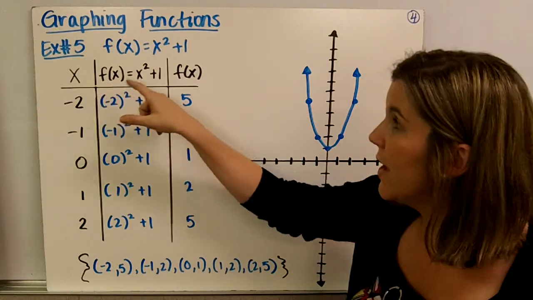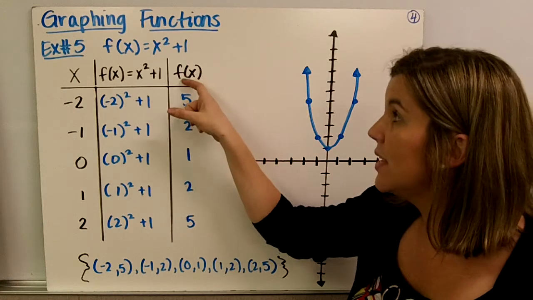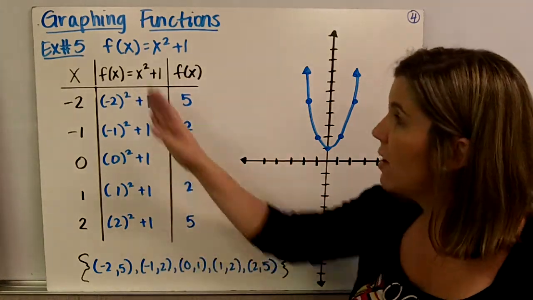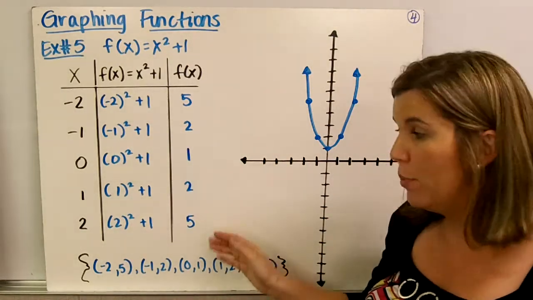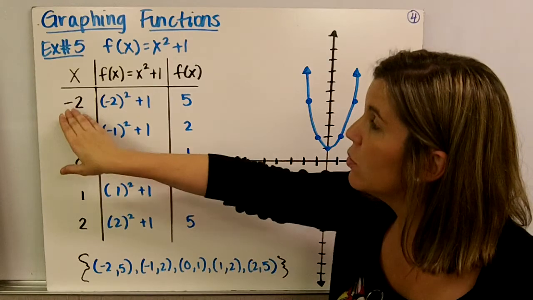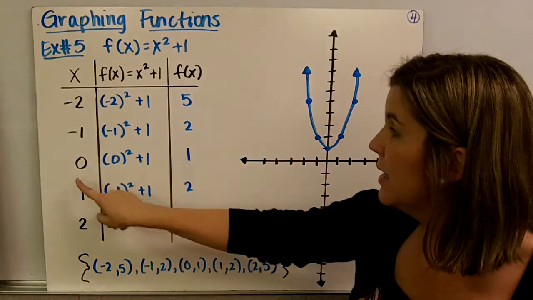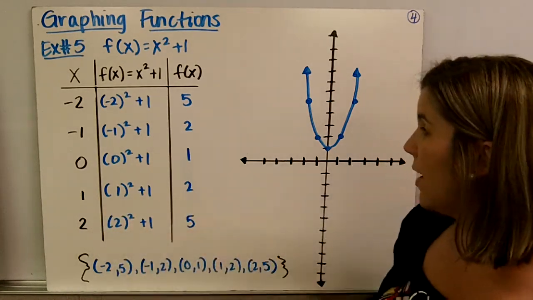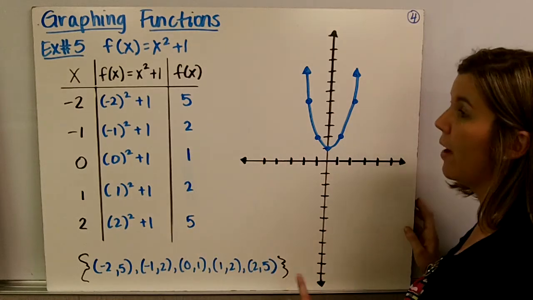Now, f of x, right here, says what came out. Okay, when I did the rule, what came out? Inputs, outputs. These are like your y values, your outputs. So we can take them and write them as ordered pairs. -2, 5. -1, 2. 0, 1. 1, 2. And 2, 5. Now I can take these same 5 ordered pairs and plot them on my graph.